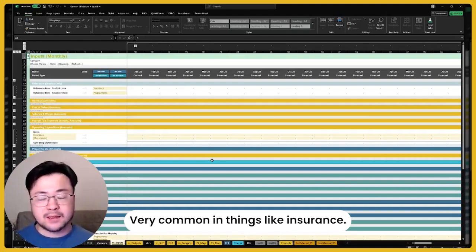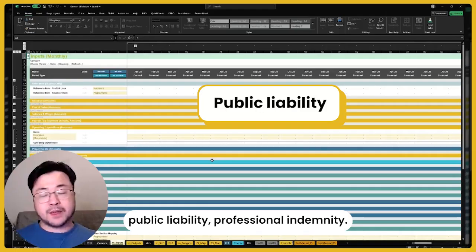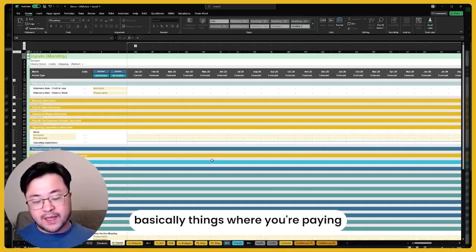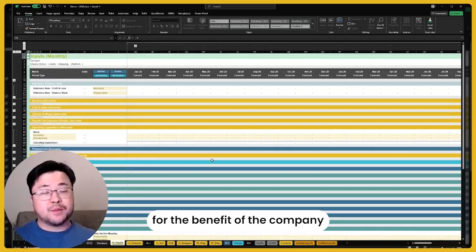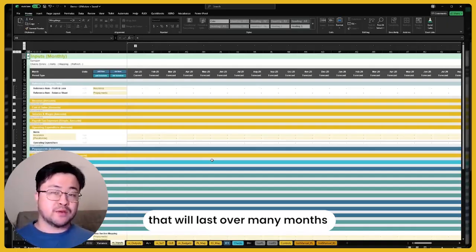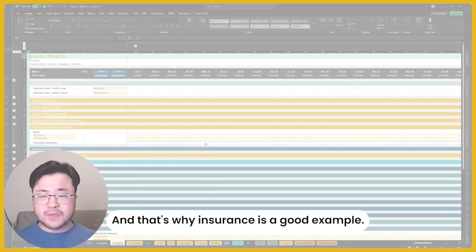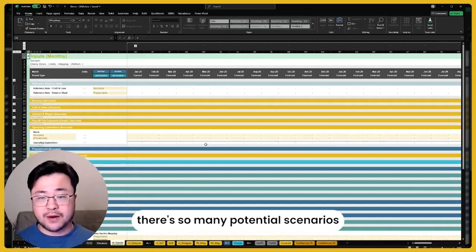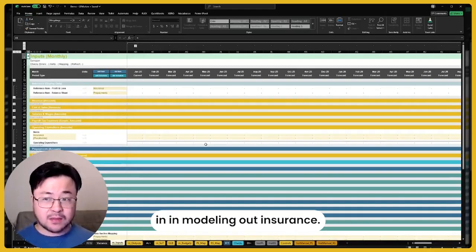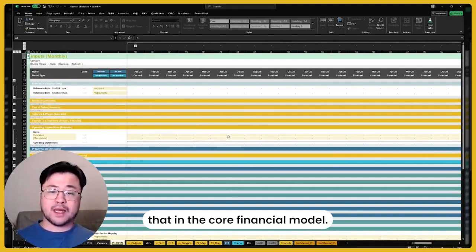Very common in things like insurance, so prepaying business insurance, public liability, professional indemnity, basically things where you're paying an annual subscription or something for the benefit of the company that will last over many months, usually a year. That's why insurance is a good example. Even with something as simple as insurance, there are so many potential scenarios that could play out in modeling it.